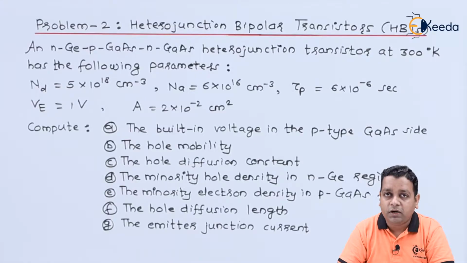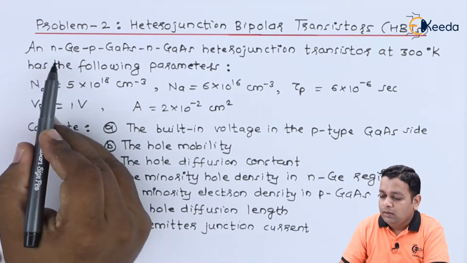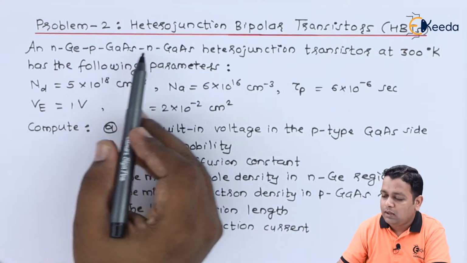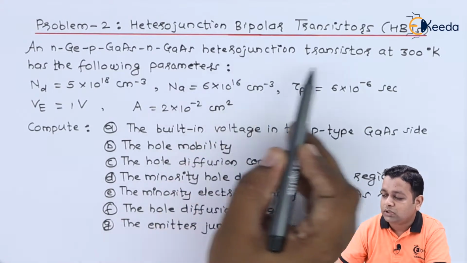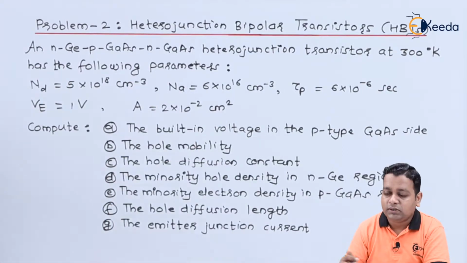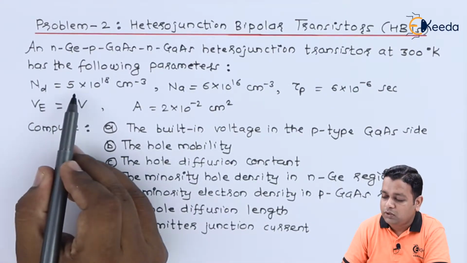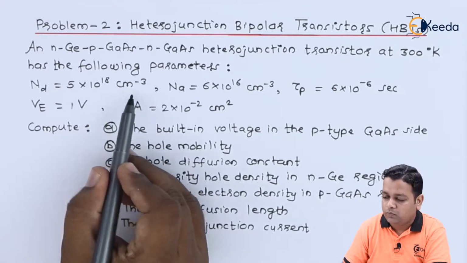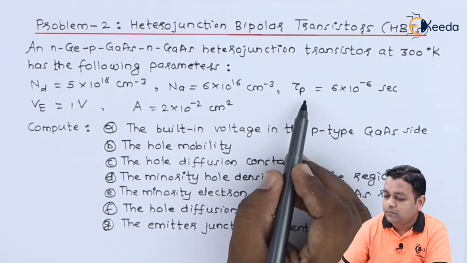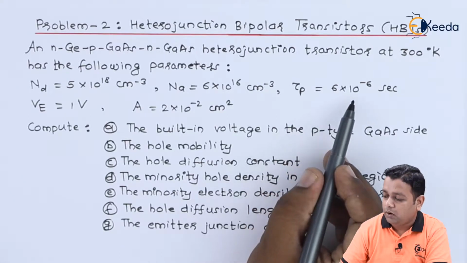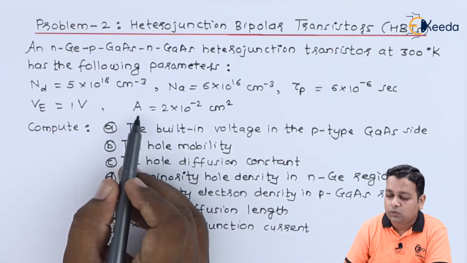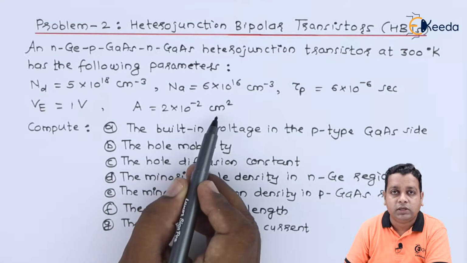The problem statement is provided to us. It is an N-germanium, P-gallium arsenide, N-gallium arsenide heterojunction transistor at 300 degree Kelvin has the following parameters. The parameters are denoted as Nd is equal to 5 into 10 raised to power 18 per centimeter cube. Na is equal to 6 into 10 raised to power 16 per centimeter cube. Tau suffix p is equal to 6 into 10 raised to power minus 6 seconds. V suffix e is equal to 1 volt. Capital A is equal to 2 into 10 raised to power minus 2 centimeter square.